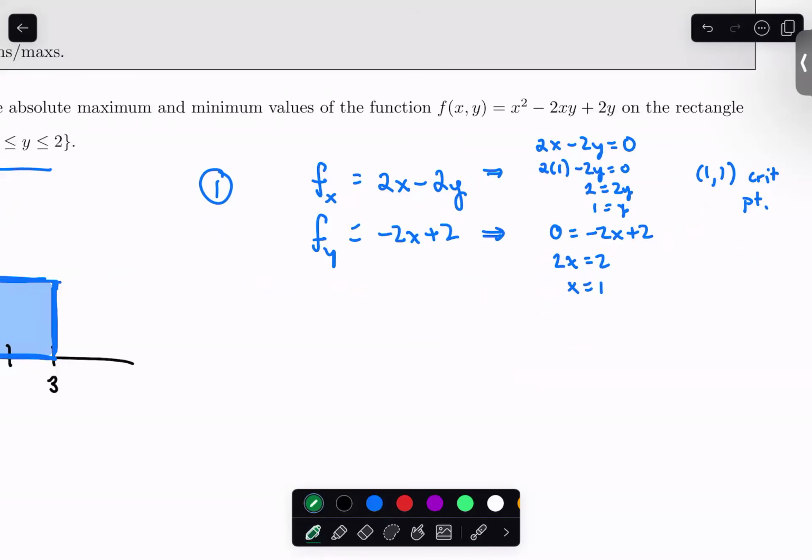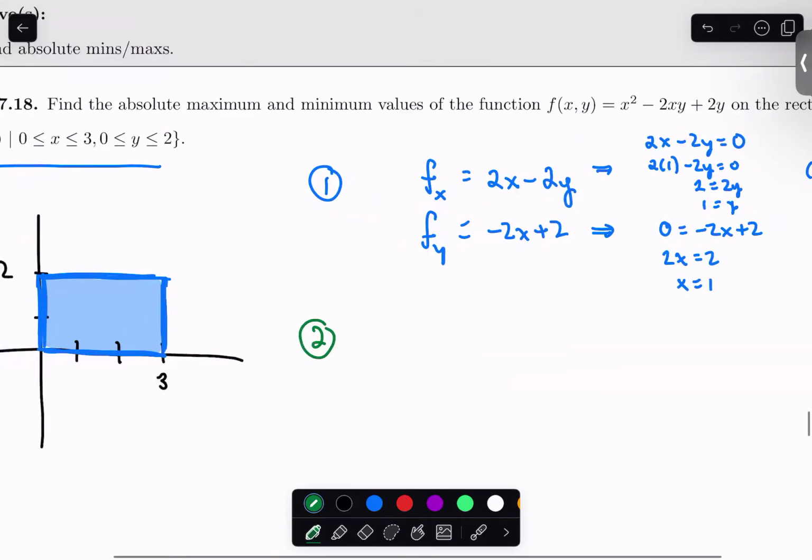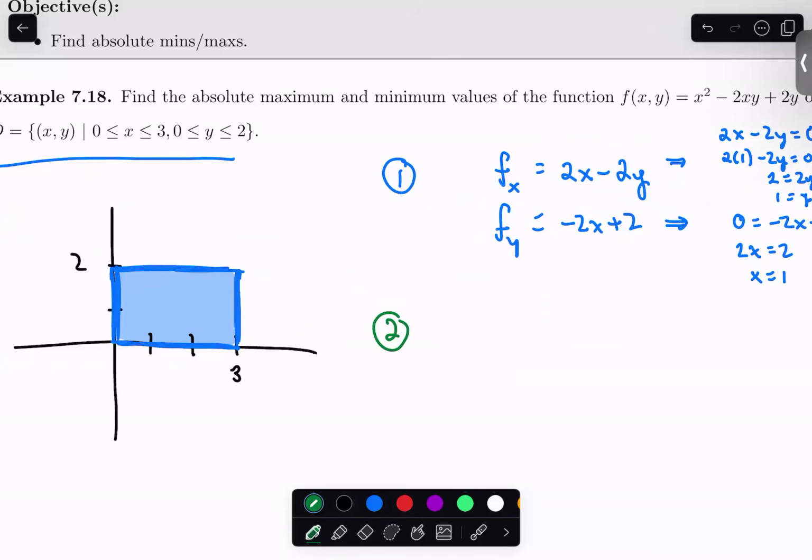The next step, and quite often the longest step, is checking our boundary. The problem with our boundary in this case is that it's made up of 4 pieces. We have the left side of our rectangle, the bottom, the right side, and the top. And there's no way to describe these simultaneously with just one nice equation. We do have to go through each individual one of these and check each line and see if there are mins and maxes or potential mins and maxes on each curve.